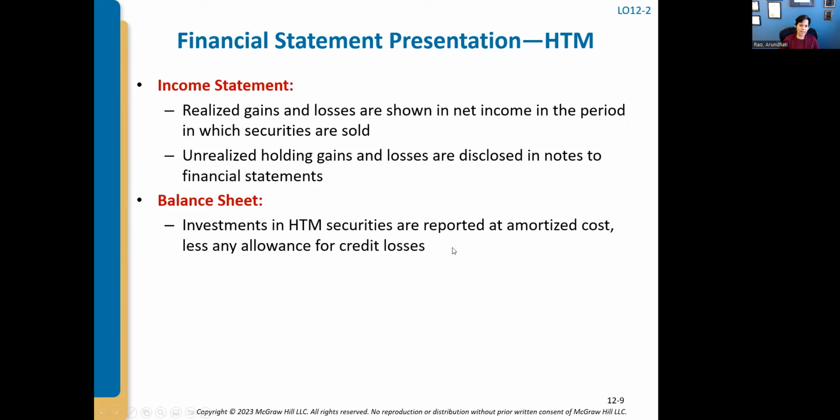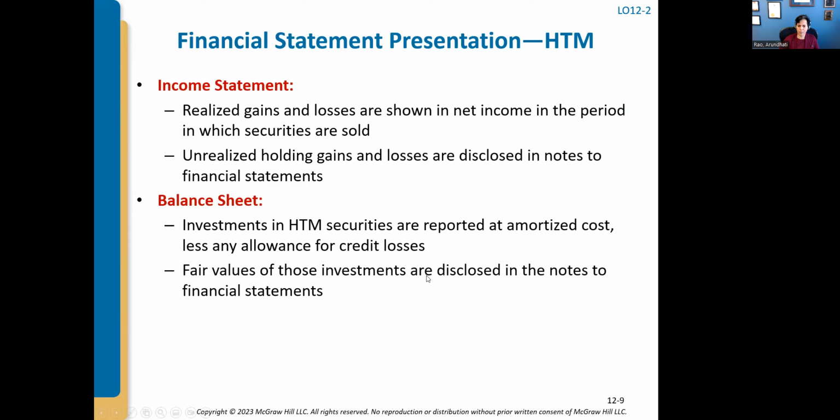And if there is any concern that the value of these bonds has gone down, this unrealized holding gain or loss, if it's a loss and we think it's more permanent, we may want to consider creating an allowance account. So this is at the discretion, depending on circumstances, of management. This allowance account is very, very similar to what we do with accounts receivable, creating the allowance for uncollectible accounts. So here we are saying there's a chance I may not get the full amount at maturity.